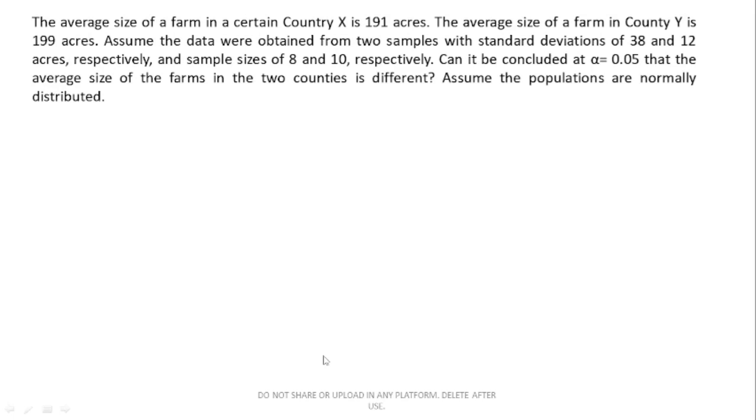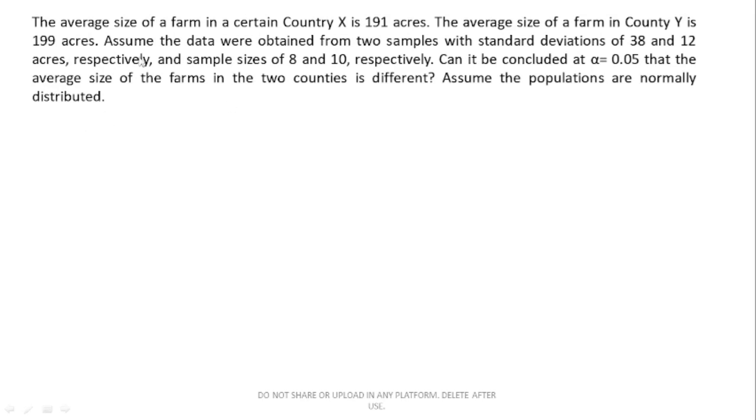The average size of a farm in a certain country X is 191. The average size of a farm in country Y is 199. Assume that the data were obtained from two samples or two data sets with a standard deviation of 38 and 12 respectively and sample sizes of 8 and 10. Can it be concluded at alpha is equal to 0.05 that the average size of the farm in the two countries is different, assume that the populations are normally distributed.